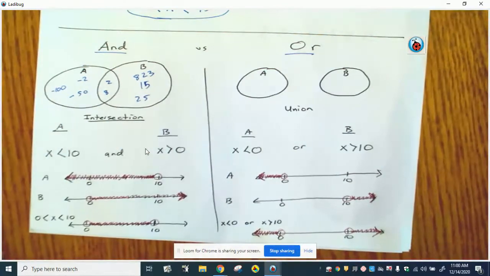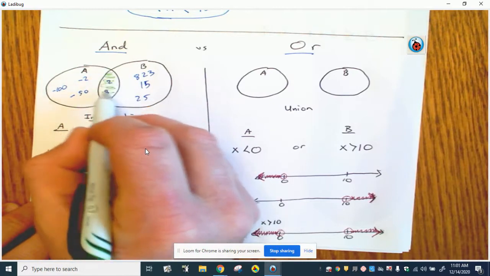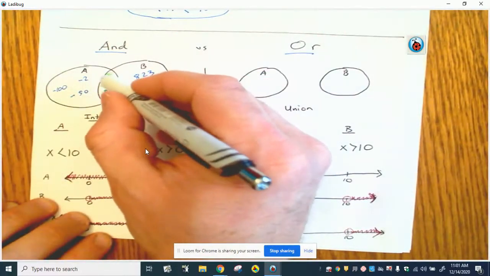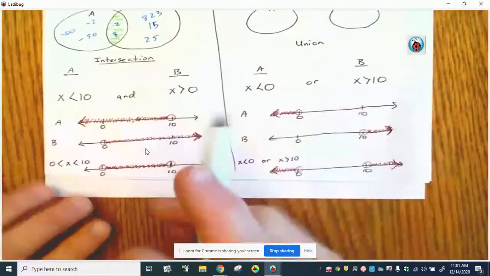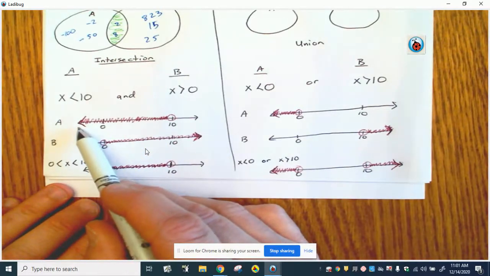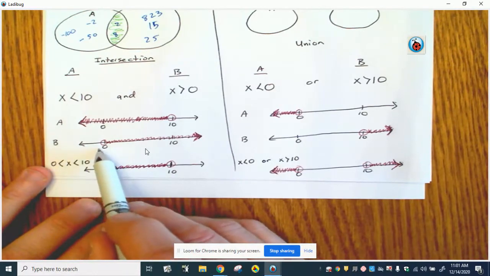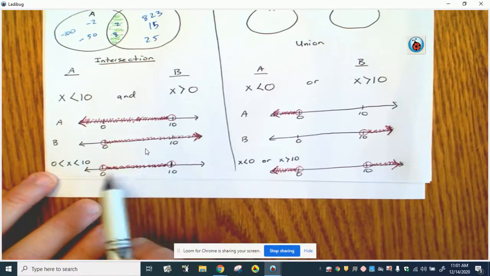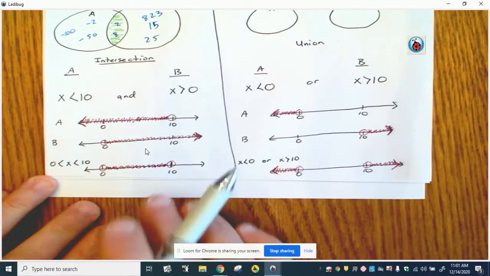But for the and portion, we're only going to look for numbers that satisfy both situations, where we're in both circles. So the and is what we call the intersection. Basically, where do those two collide? Graphically, it looks like this. We have situation A, where it's all the numbers less than 10, and there's lots of them. And then situation B, numbers greater than 0. The intersection is where they overlap, where both situations are true. So now we're only between 0 and 10.